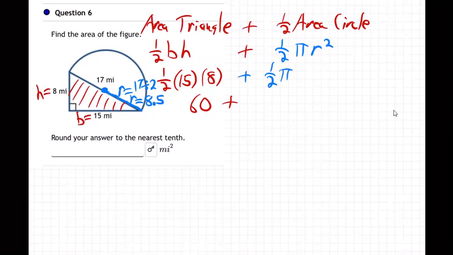Remember, radius is always halfway across the circle. So that's going to be 8.5 squared like that, because the radius, again, is halfway across the circle from the middle to the edge. So it's half of the 17, 8.5.